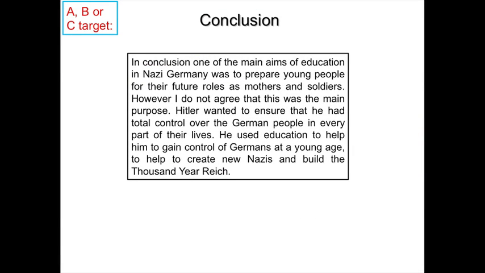In conclusion, one of the main aims of education in Nazi Germany was to prepare young people for the future roles as mothers and soldiers. However, I do not agree that this was the main purpose. Hitler wanted to ensure that he had total control over the German people in every part of their lives. He used education to help him to gain control of Germans at a young age, to help create new Nazis and build the Thousand-Year Reich.